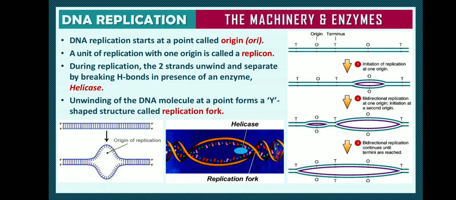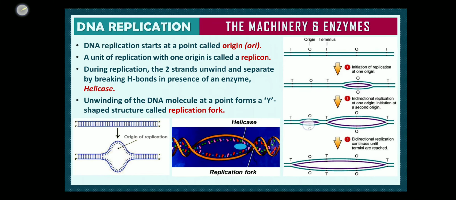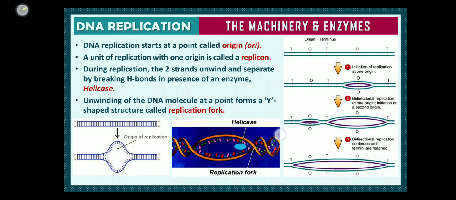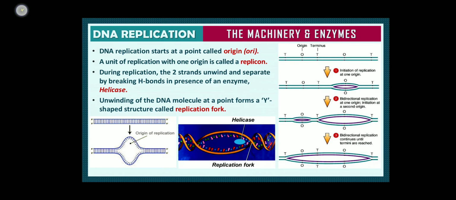So what will you see, students? This is the origin and terminus we have here. First, initiation of replication at one origin. Then bidirectional replication at that origin, with initiation at the second origin. So bidirectional replication is taking place and initiation at another origin is taking place here. Third, bidirectional replication continues until the termini are reached. This is the starting point where the origin occurred.